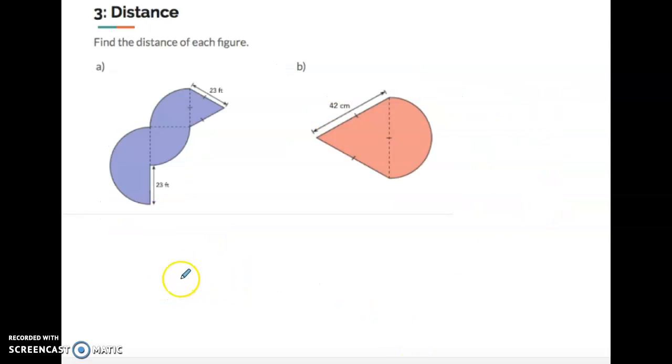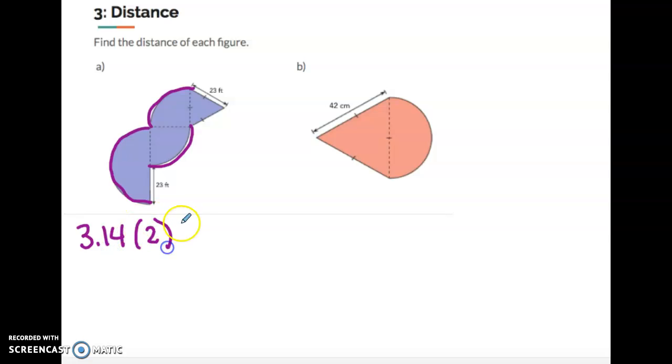All right, 3A, find the distance around each figure. So here, I'm going to look at my curved edges first and work with circumference. So I have half a circle here, I have a quarter of a circle here, and a quarter of a circle here. That makes up one full circle. So I could do my pi times 2 times the radius, which is 23. So 3.14 times 2 times 23 is 144.44, but I'm not done because I still have these straight edges.